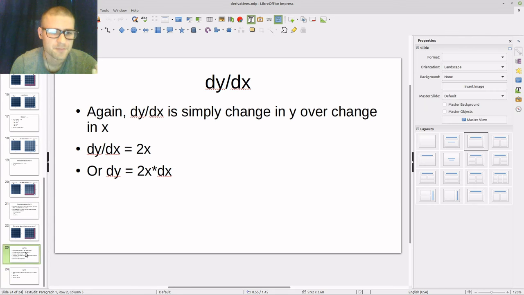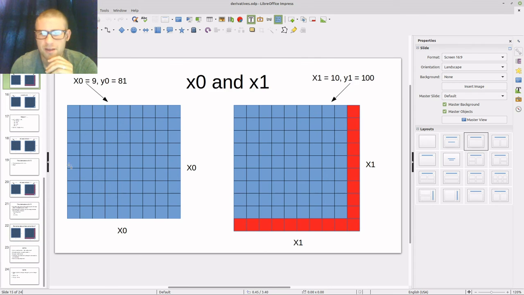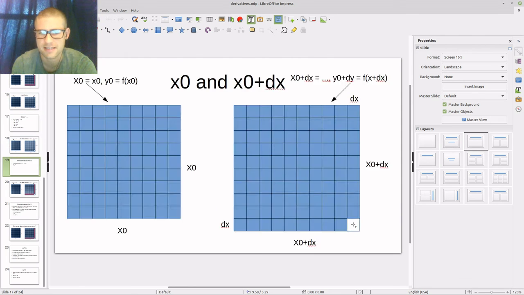Going back, the question that should have been brought to your attention along these lines is what happened to this corner box here. And when we went from 9 to 10, if we go up here, go from 9 to 10, it's colored in red. We counted it. The difference was 19. Great. But what happened to it? We all of a sudden stopped counting it.